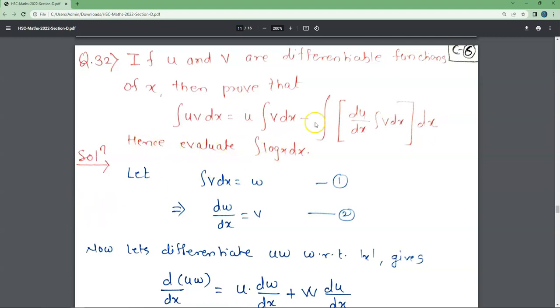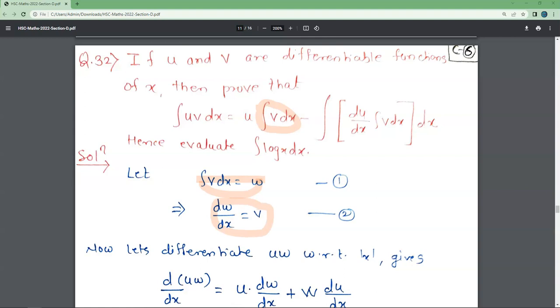मग आपण सुरुवात काय करू? आपण हा जो भाग आहे, right, let's may be consider this. Okay, हा जो आहे integration of v dx ला आपण काय मानू? w मानू. So let integration of v dx is equal to w. मग आपल्याला integration चा formula काय सांगतो? जर हे integration इकडे गेलं तर derivative होईल. So dw by dx is v. So this is the first and this is the second.